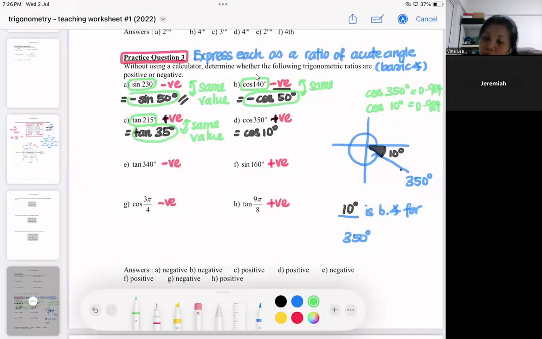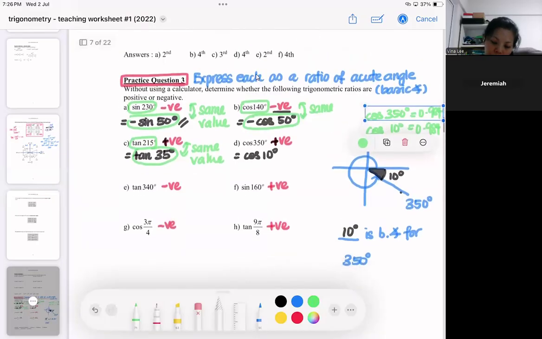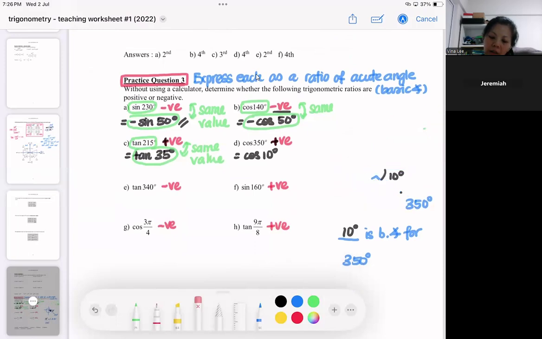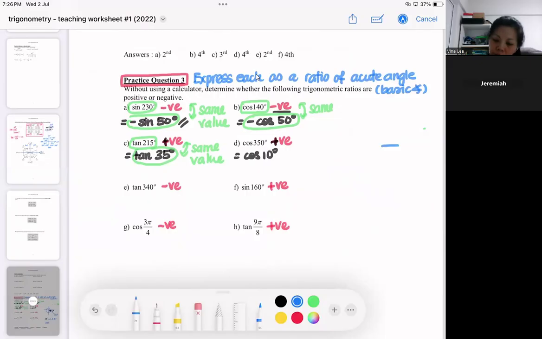Okay, so at this moment, you must know that every angle will have a basic angle. But is there a way to tell? I'm going to show you. All the basic angles will be very lazy. They stick on the horizontal axis. Okay, so I'm going to draw for you. If it's the first quadrant, this will be the basic angle.